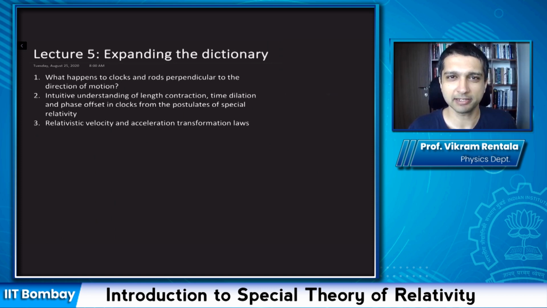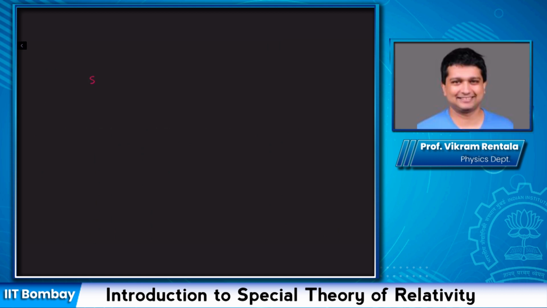Now, in the last class, I only talked about what happens to clocks which are arranged in the direction of motion and what happens to rods which are placed along the direction of motion. We will talk first about what happens to clocks which are arranged perpendicular to the direction of relative motion and rods which are perpendicular to the direction of relative motion. Now let's perform a thought experiment.